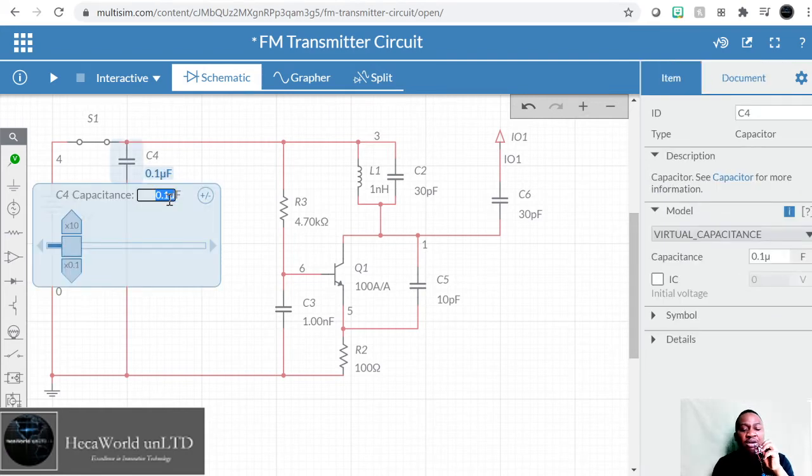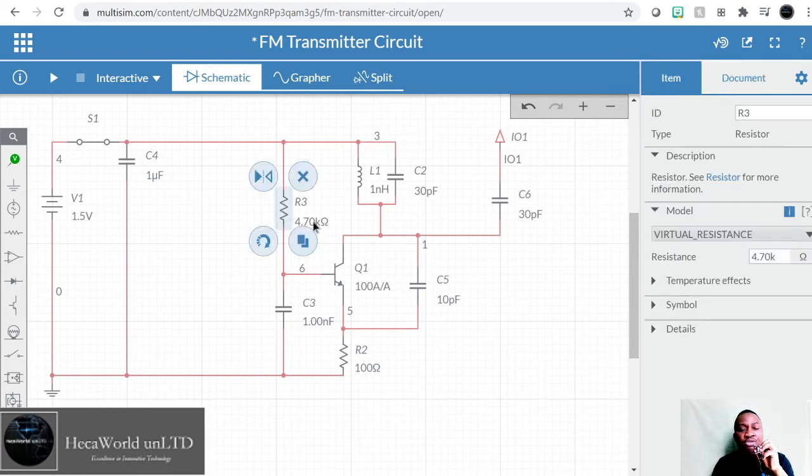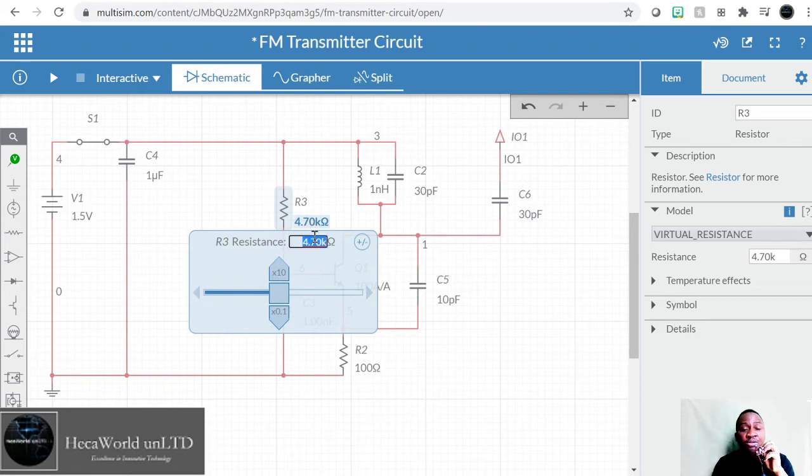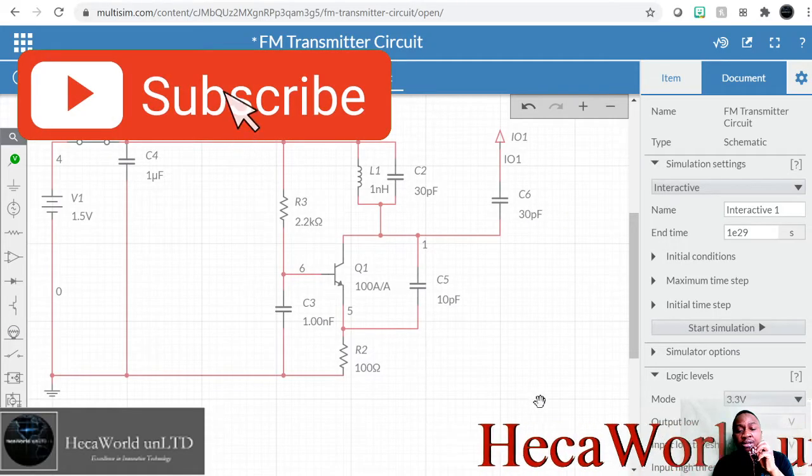Okay, make this. You can make this 1 microfarad. Doesn't matter. 1 microfarad. Yeah, and this here, you can make the value 2.2 kilo ohms. These are the realistic values we use in the circuit: 2.2 kilo ohms and 100 ohms. Right here, you can use 100 to 150. Doesn't matter.